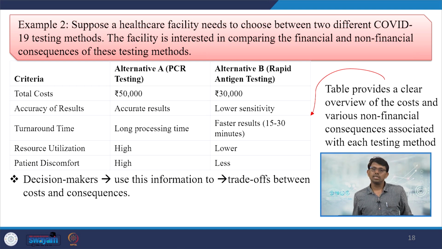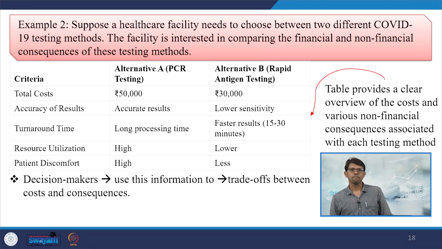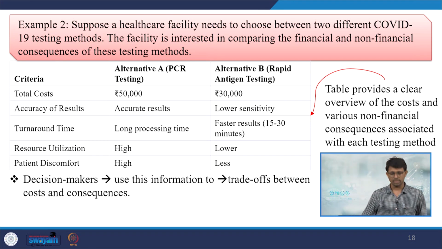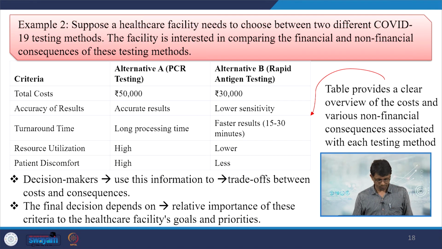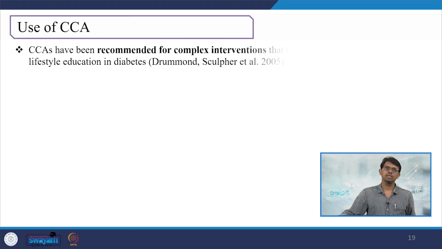Hence, this particular table provides a clear overview of the cost and various non-financial consequences associated with each testing method. So, decision makers use this information to trade off between cost and consequences. The final decision depends on the relative importance of these criteria in terms of the facility's goals and priorities.